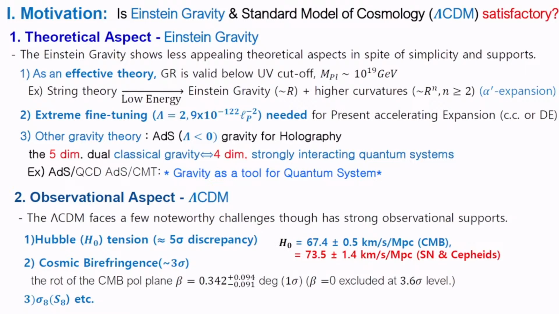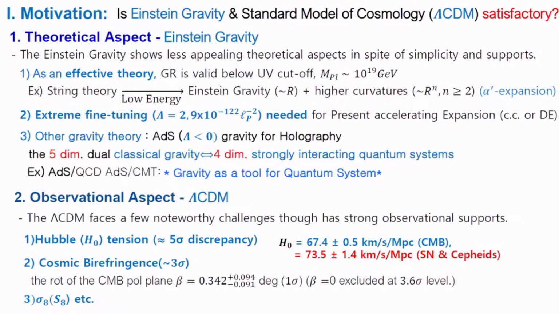Now, how about the observational aspect? That is about the so-called standard model of cosmology, ΛCDM. This is based on Einstein gravity again, with some assumptions to explain our present universe. It turns out that it works pretty well. Many observations seem to be consistent with this standard picture. However, there are some challenging observations nowadays that make us think about whether ΛCDM is correct or not. Some quite serious and challenging issues.